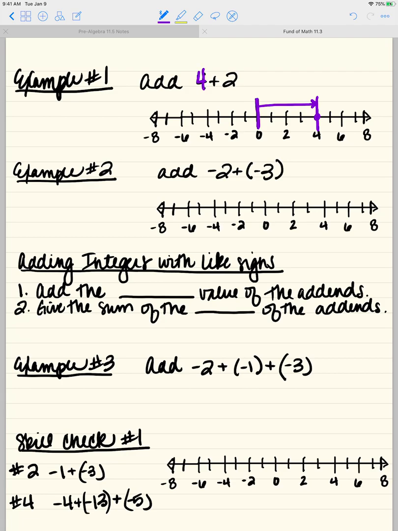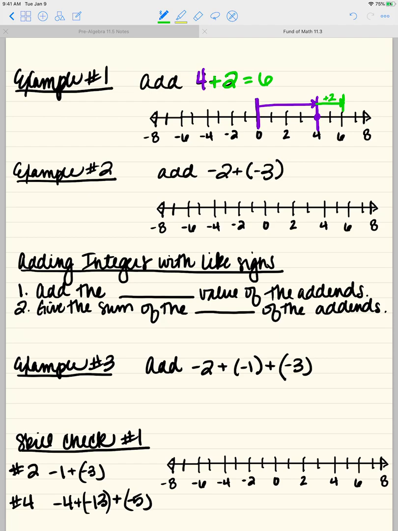Now to 4, I want to add 2. So from where I stopped, I am going to go 2 more units. 1, 2 units. This is my plus 2. And where did I stop? I stopped where you all knew I was going to stop, because you all know that 4 plus 2 is equal to 6. So I went from 0 to 4 to represent a positive 4, added 2 more units, and that ended me up at 6. 4 plus 2 is 6. That's how we can use a number line.